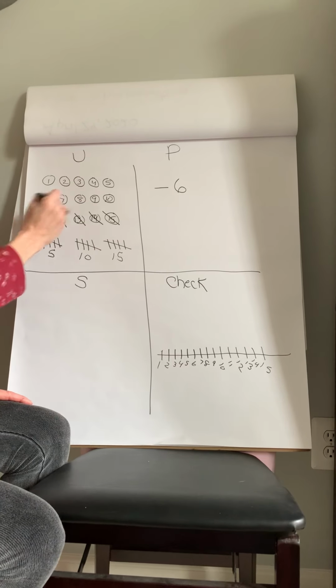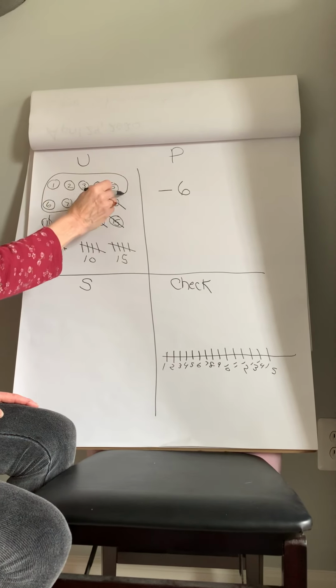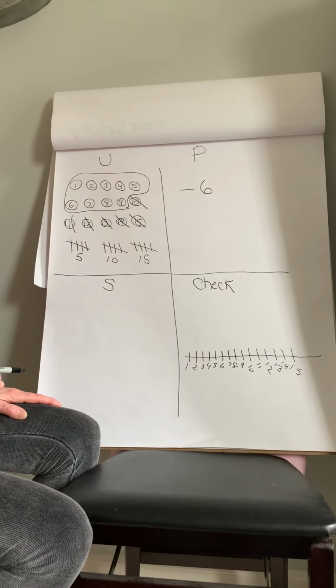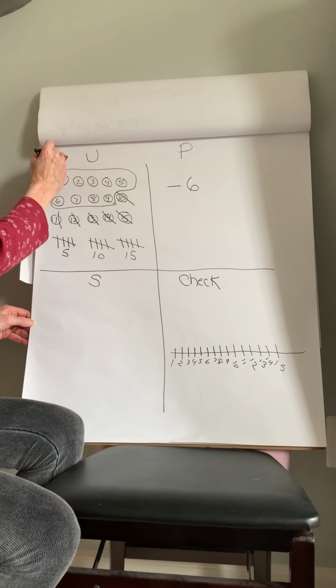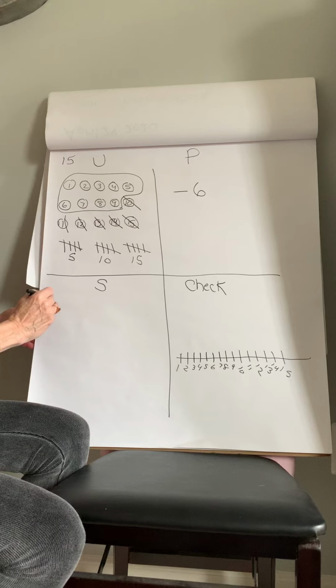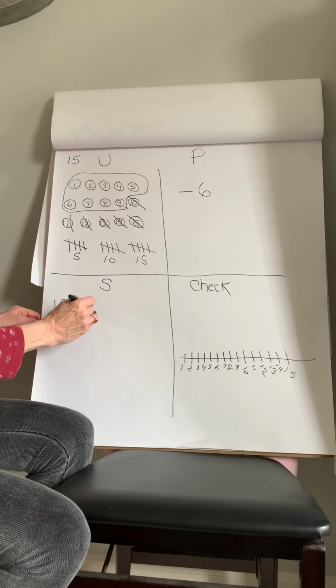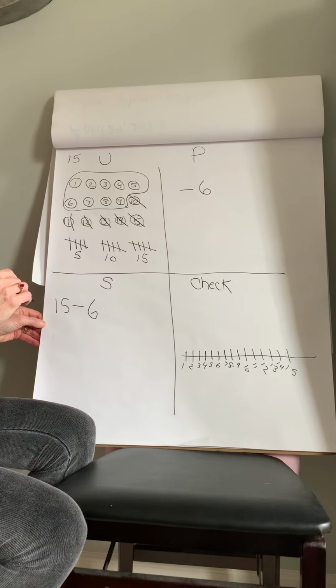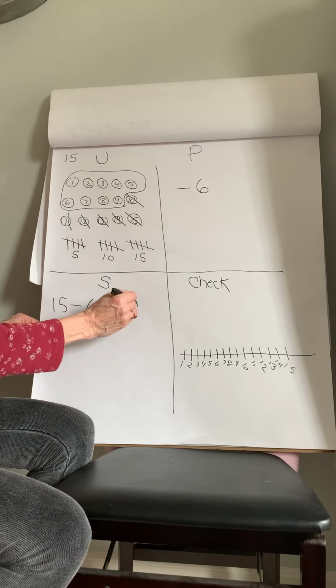1, 2, 3, 4, 5, 6. And then look what's left. See, 9. Now, let's do our equation. Started with 15. Okay, we started with 15 cookies. So 15 minus 6, because that's what we crossed off. That's how many we're missing when I checked the cookie jar, equals, and we said the answer is 9.